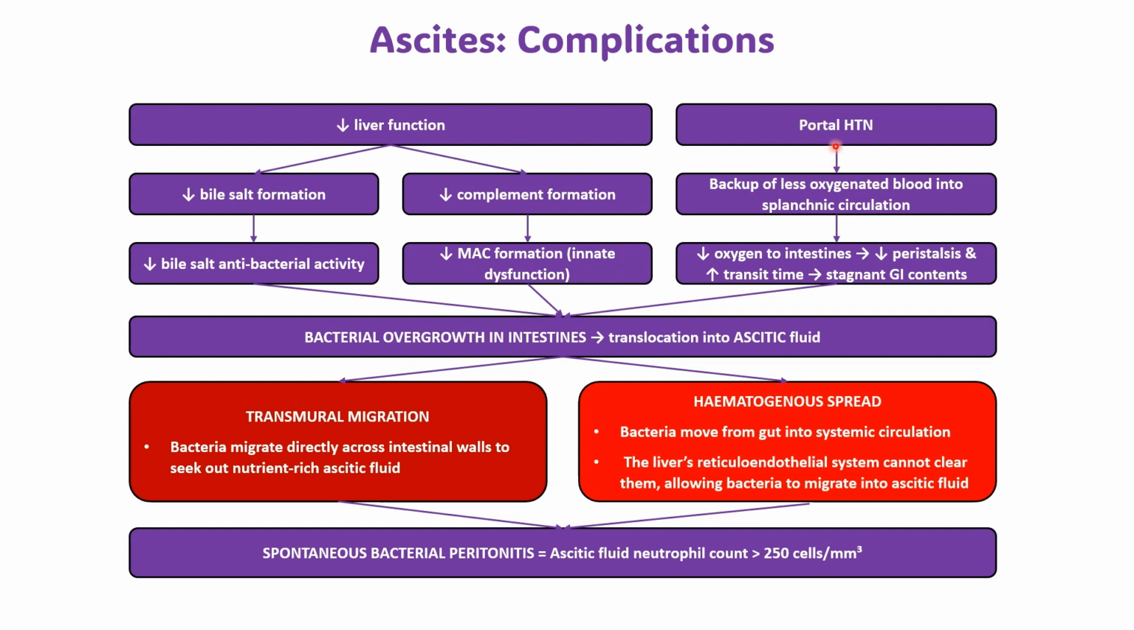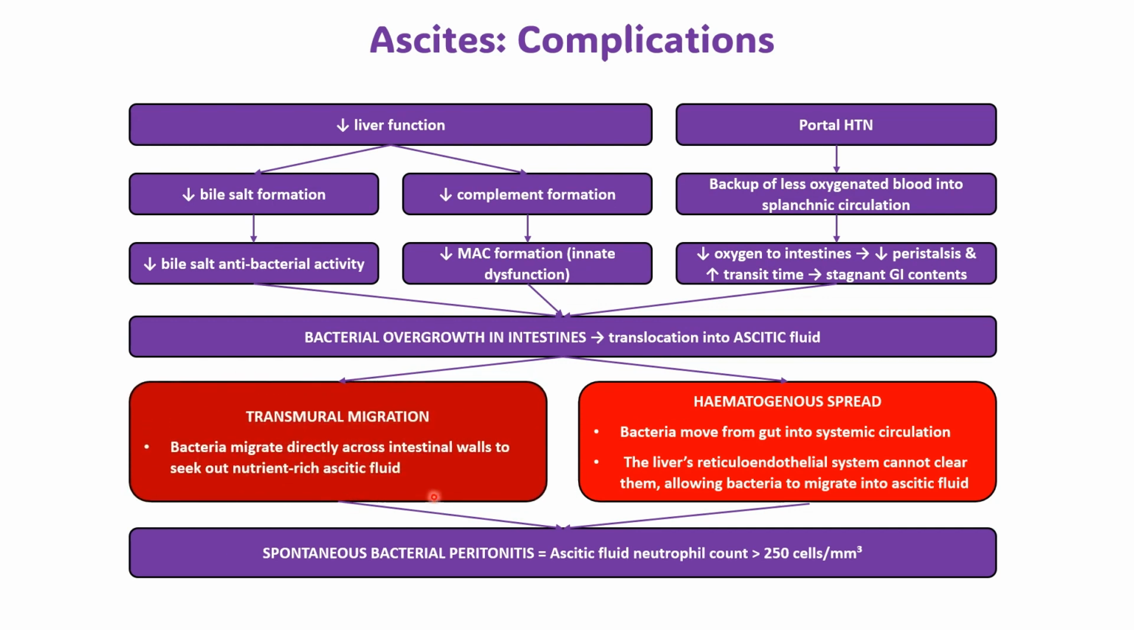And we also have portal hypertension, so therefore there's going to be a backup of less oxygenated blood into the splanchnic, otherwise known as the gut circulation. Therefore, there's going to be reduced oxygen to the intestines, reduced peristalsis, and then an increased intestinal transit time. So we're going to have lots of stagnant contents within the intestinal lumen. And all three of these factors contribute to bacterial overgrowth within the intestinal lumen. And these bacteria can translocate, they can move into the ascitic fluid. And they can do this via one of two mechanisms.